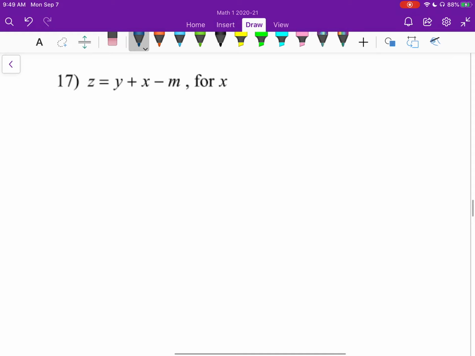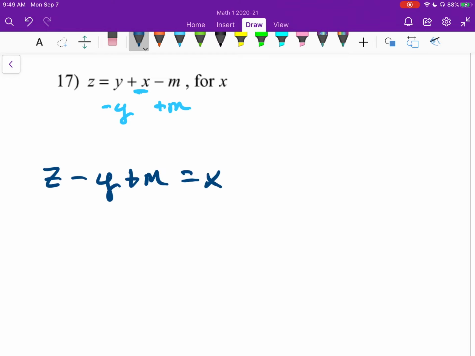Alrighty, next up. Again, I'm solving for x. I'm going to subtract y and add m. So I get z minus y, oops, that is not a y. Z minus y plus m equals x. And there we go.